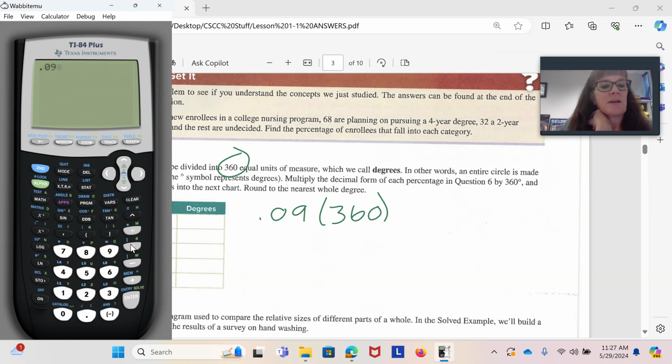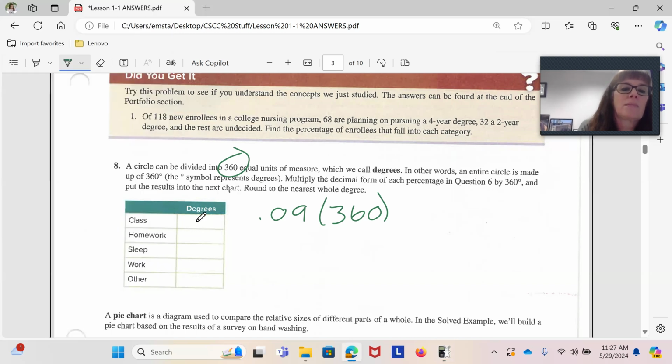0.09 times 360. And they're asking me to round to the nearest whole degree, so that says 32.4. My nearest whole degree is 32. Degrees are all measured with the little degree symbol. I also remember that class and work were the same, so I'm going to go ahead and put 32 in for work as well.